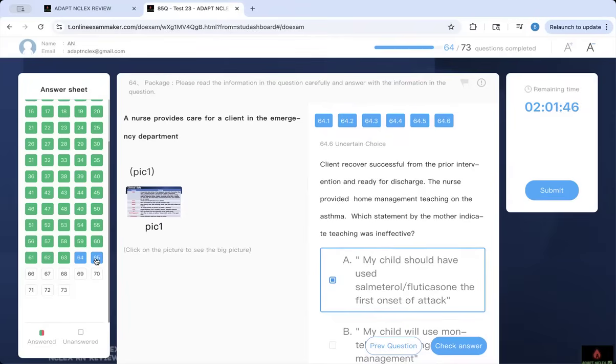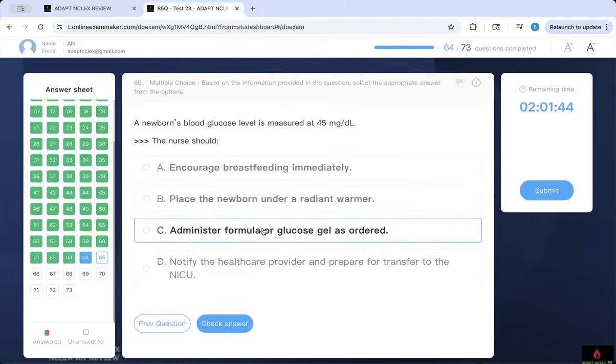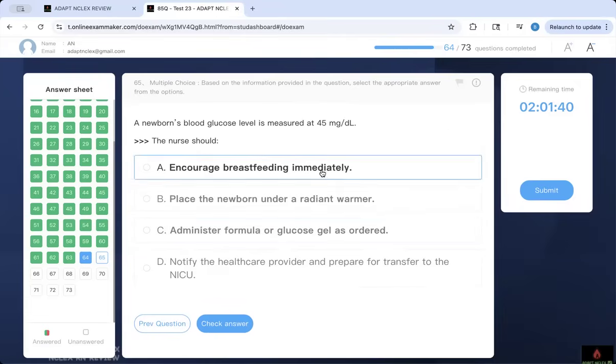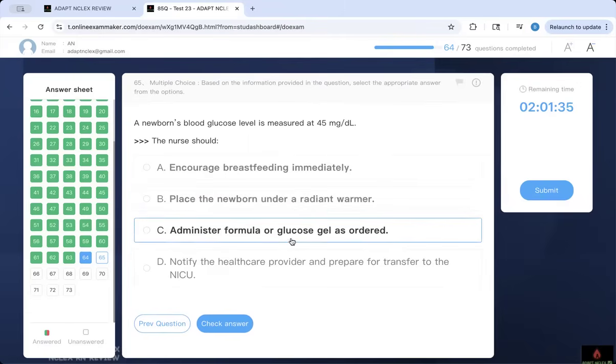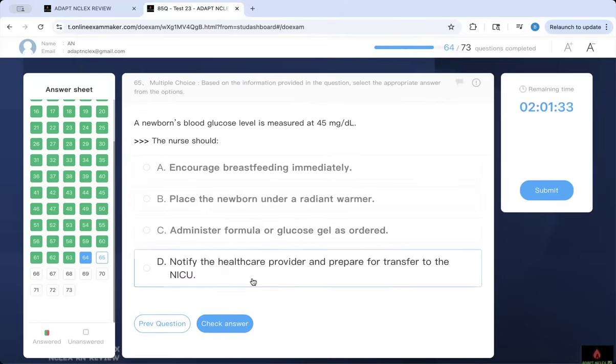How did you do? A newborn blood glucose level is 45. What would we do? Encourage breastfeeding immediately. Place the newborn under a radiant warmer. Administer formula or glucose gel as ordered. Notify the care provider and prepare for transfer to the NICU.